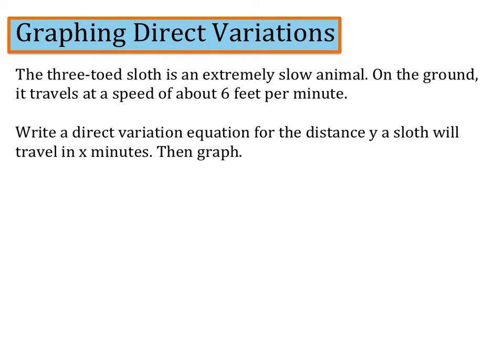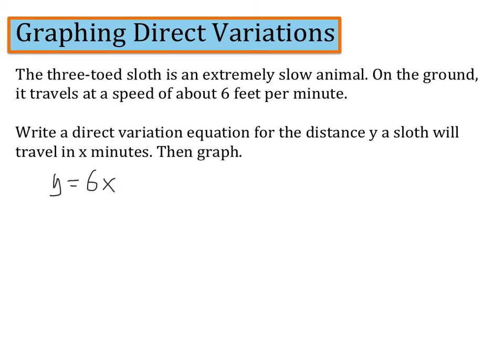So our variables here are the amount of time the sloth travels and the distance. We know the rate. So we can write this as y equals 6 times x. There's our direct variation equation. It follows the format of y equals k times x. So now we just want to graph this.